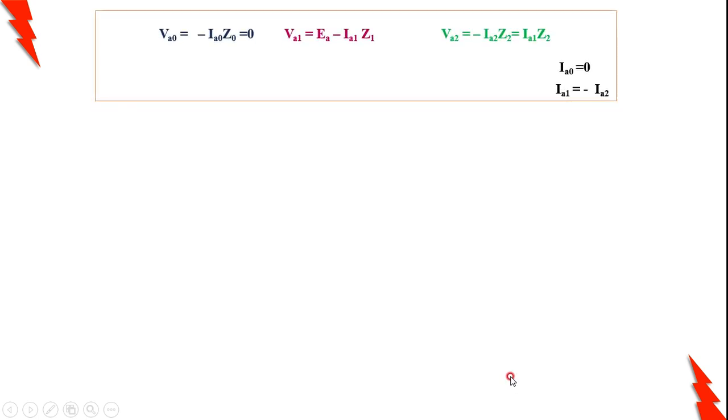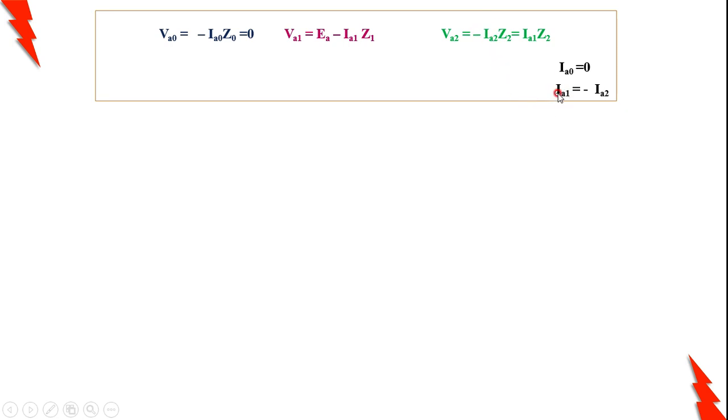Next, I am considering the sequence voltages, that is VA0, VA1 and VA2. We know that VA0 is equal to minus IA0 Z0. We know that IA0 is 0, therefore VA0 is 0. VA1 is EA1 minus IA1 Z1, that I am retaining as it is. However, VA2 is nothing but minus IA2 Z2. This minus IA2 is replaced by plus IA1.